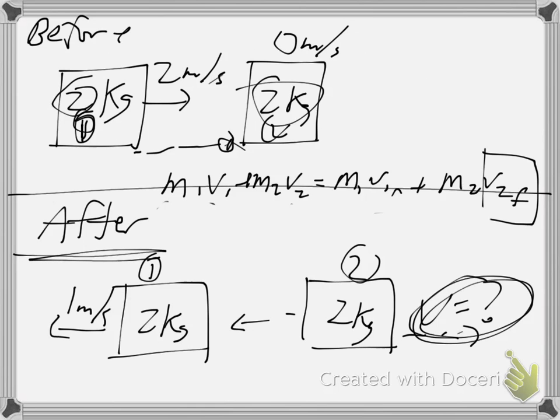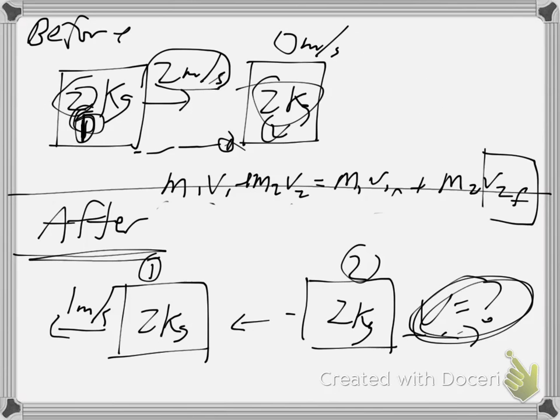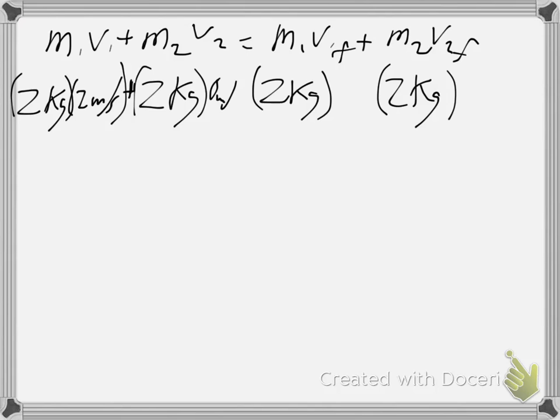Now let's go back and look at our velocities. Before, our first box is moving at 2 meters per second, so I'm going to put in 2 meters per second there. And there's my addition sign from above. Now, the second box was not moving at all, so I'm going to put in 0 meters per second there. And there's my equal sign. So, if I were to simplify this, 2 times 2, which is this side right here, is going to be equal to 4 kilogram meters per second.